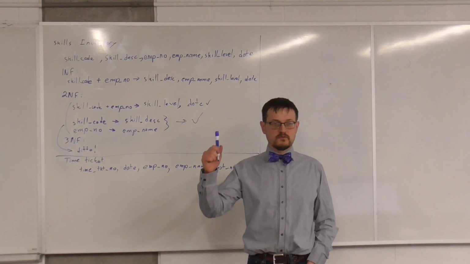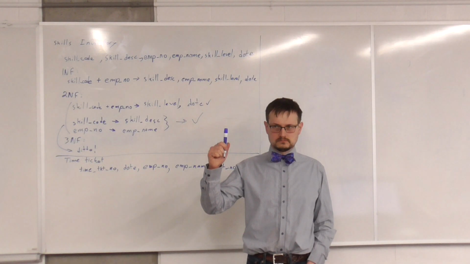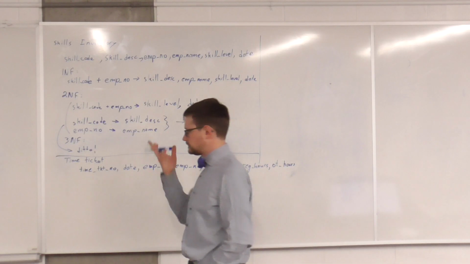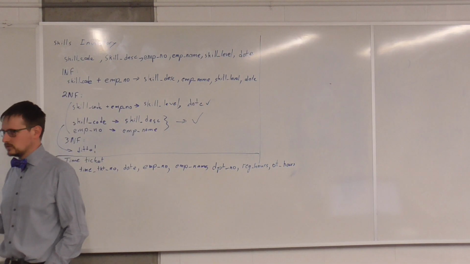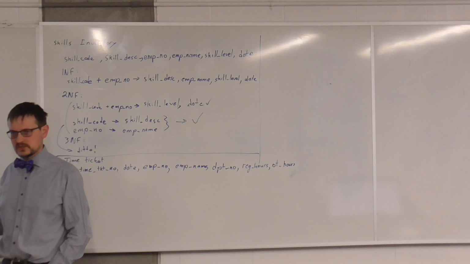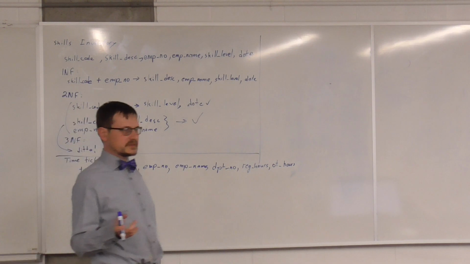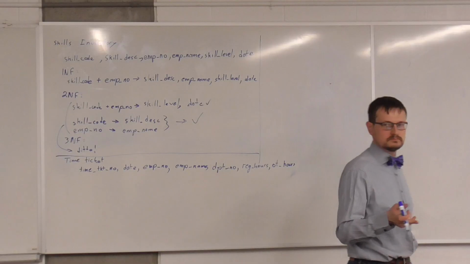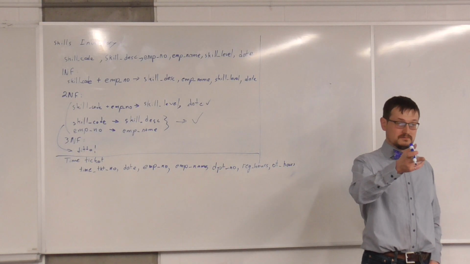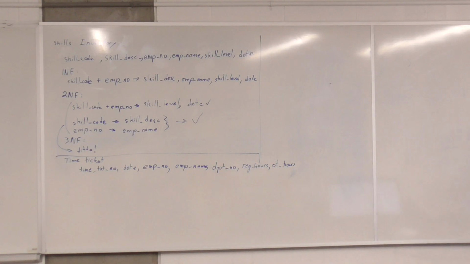So, first normal form. All right. So, what's our procedure? Once again, what are we looking for in first normal form? Columns, yeah, redundant data, redundant columns.